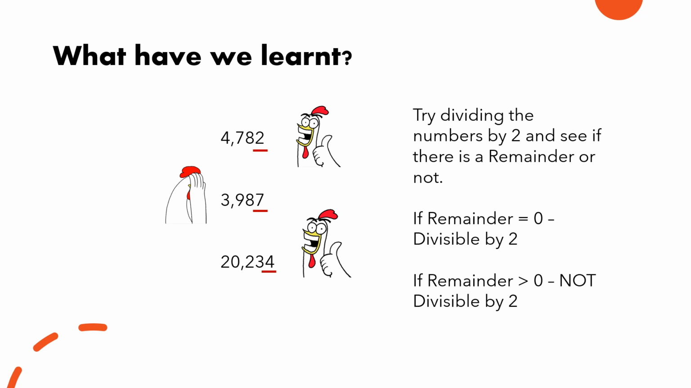Now you can also try by dividing the three numbers and see if there is a remainder or not. If the remainder is 0, then it is divisible by 2. If the remainder is not 0, then it is not divisible by 2.